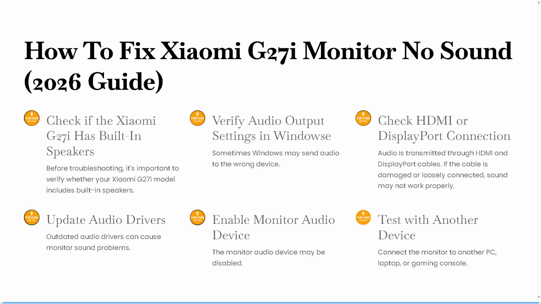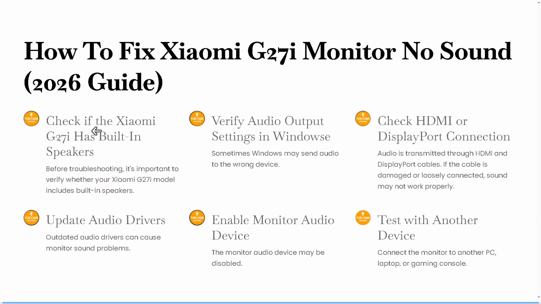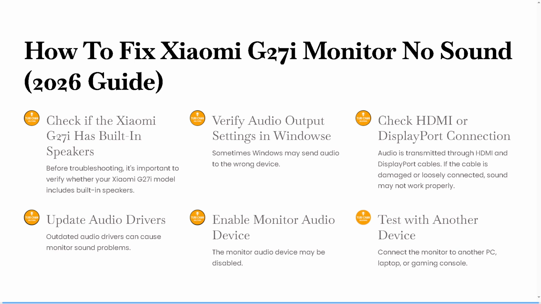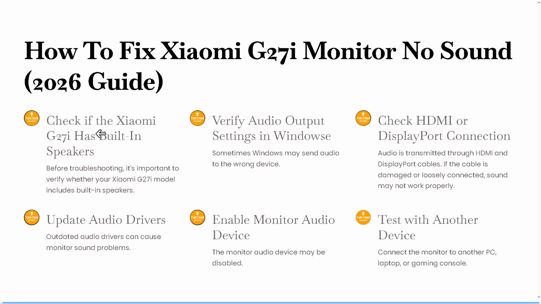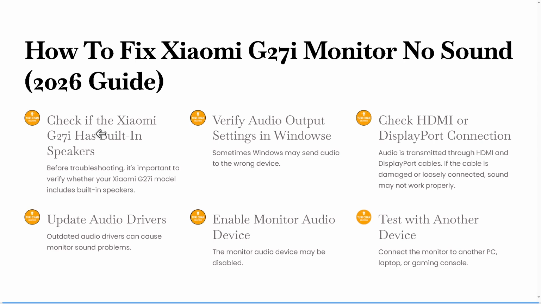Before troubleshooting, it's important to verify that your Xiaomi G27i model includes built-in speakers. Many gaming monitors include them, but some Xiaomi models do not have integrated speakers and only provide audio output through a headphone jack. If your monitor doesn't have built-in speakers, you'll need to connect external speakers or headphones to hear sound.